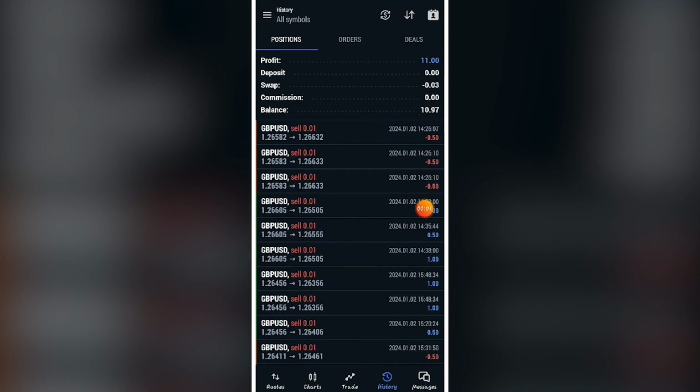So these are the results over the past couple of days. I've been running this bot on GBP USD. I put this bot on 2nd of January, so these are the results on 2nd. I think I put it on 2nd.